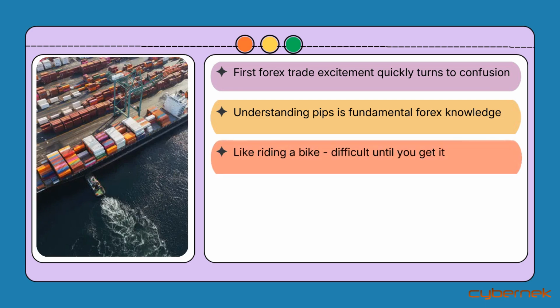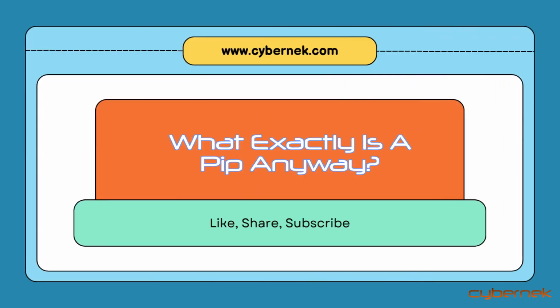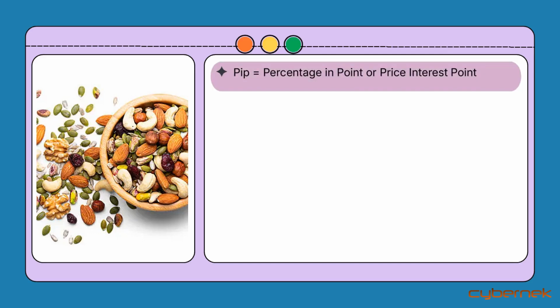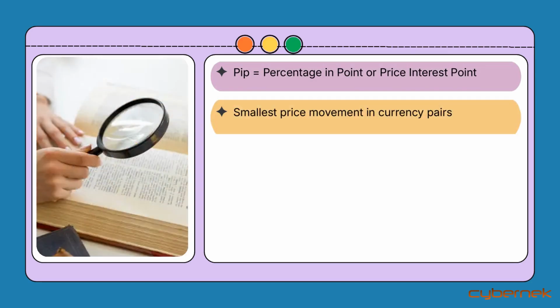Understanding pips is like learning to ride a bike in the Forex world. Once you get it, you'll wonder why it ever seemed complicated. What exactly is a pip anyway? A pip, which stands for percentage in point or price interest point, traders love their acronyms, is the smallest price movement in a currency pair. Think of it as the Forex equivalent of cents in your pocket change.